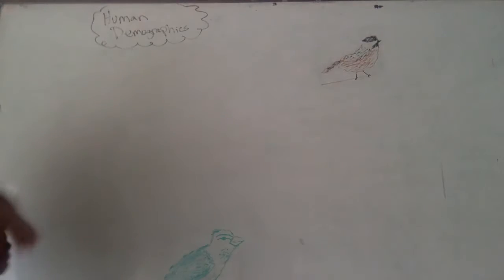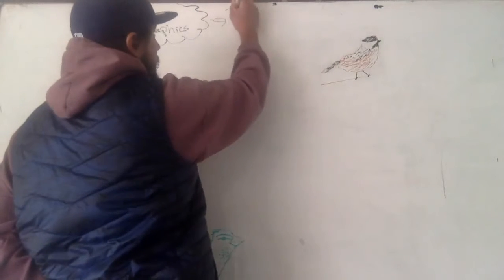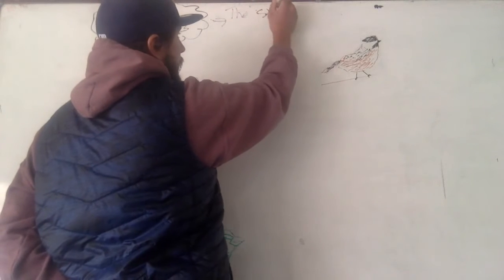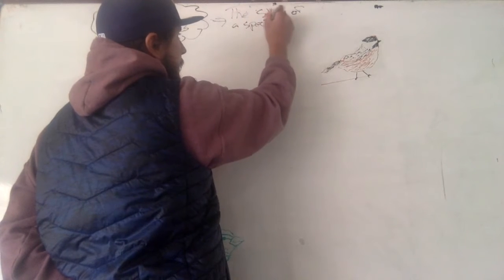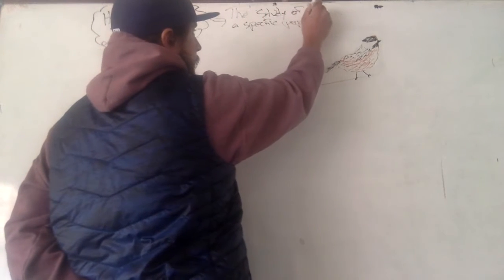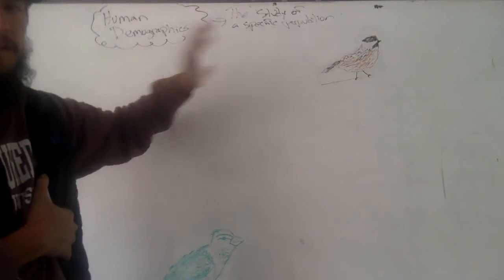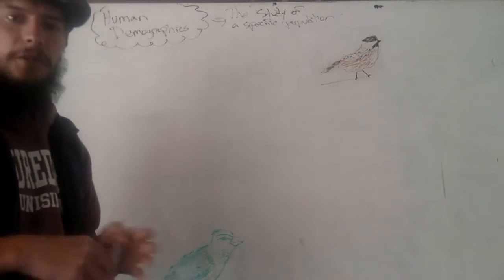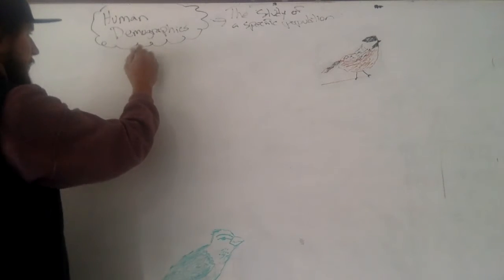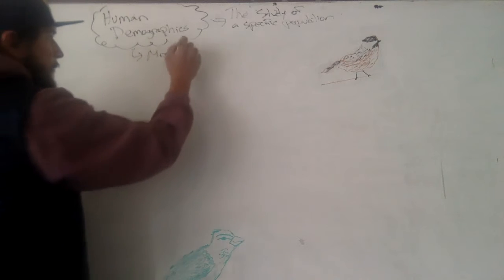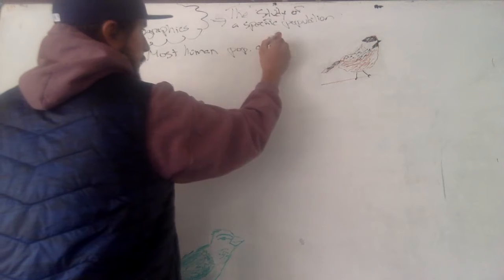Okay, so we're going to talk about human demographics. Of course, human demographics is the study of a specific population. So we could look at a specific country, we could look at a city, or we could look at the global human population. And as we've seen with the graphs, most population growth is very recent.